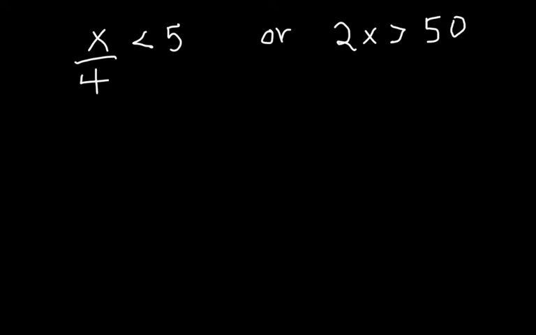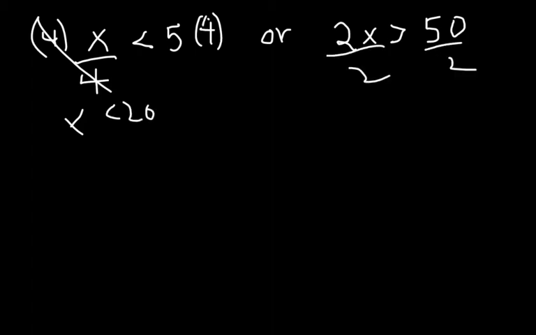We don't have to worry about dividing or multiplying by a negative number to undo these. So I can just multiply this side by 4, and our first statement says that x is less than 20. So that's one of the conditions. And then divide by 2, and we get x is greater than 25. So really anything's going to work as long as it's not between 20 and 25.